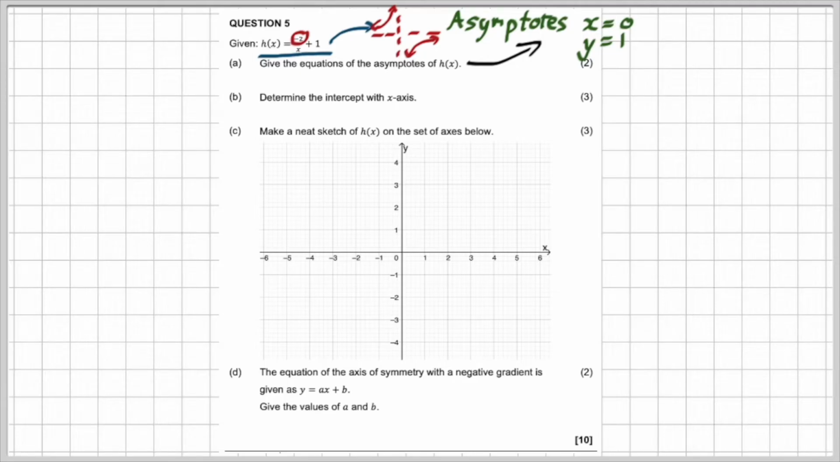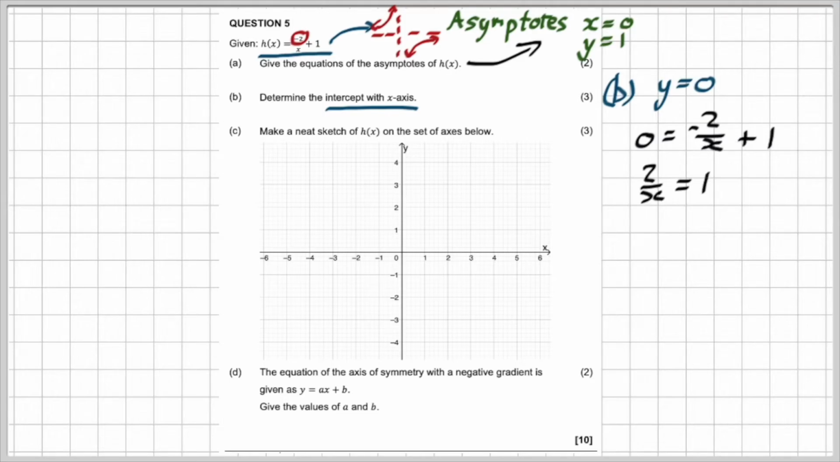Now let's look at B. Determine the intercept with the x-axis. So in other words, the x-intercept. How do I do that? By making y equal to 0. So 0 is equal to negative 2 over x plus 1.